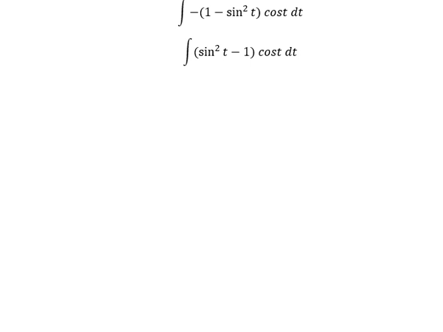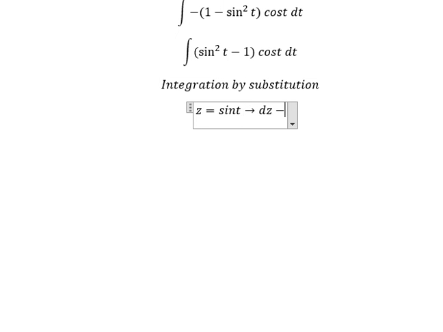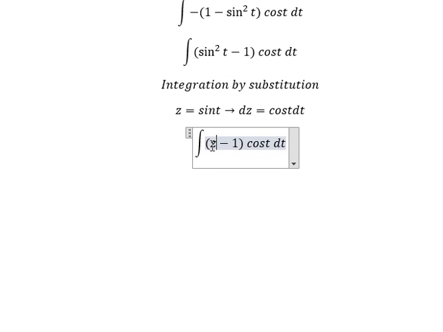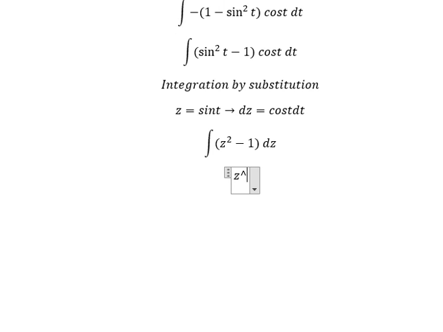Next, we need to use integration by substitution. So I will put z equal to sine t, dz equal to cosine t dt. So this one we have z square cosine t dt, we change by dz. The integration of z square, we have z to the power of 3 over 3. Number 1, that's z, and we put c.